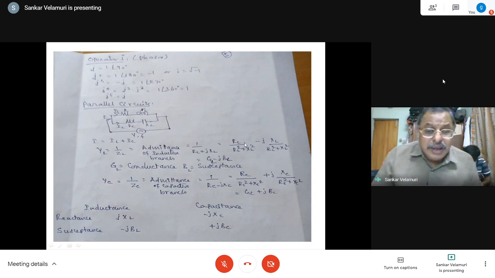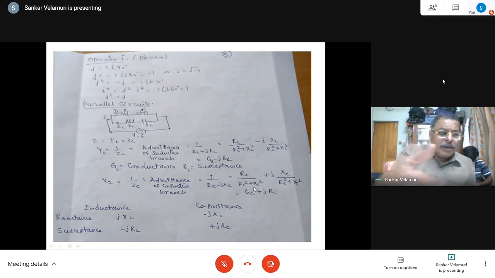Now you can see RL by (RL square plus XL square) minus jXL by (RL square plus XL square) is the admittance of the inductive branch. Similarly, the admittance of the capacitive branch is 1 by ZC, that is 1 by (RC minus jXC). Multiplying by the complex conjugate pair, we get this separated into real and reactive components. That reactive component of the admittance is called susceptance. So capacitive susceptance is positive, BC equals XC by (RC square plus XC square), and the conductance of the capacitive branch is equal to RC by (RC square plus XC square).